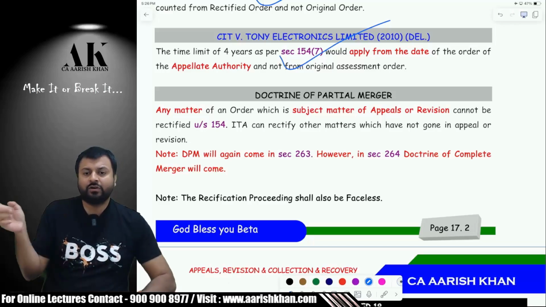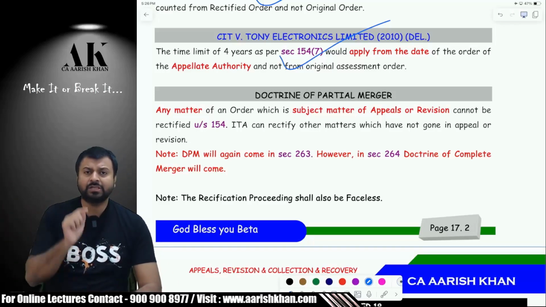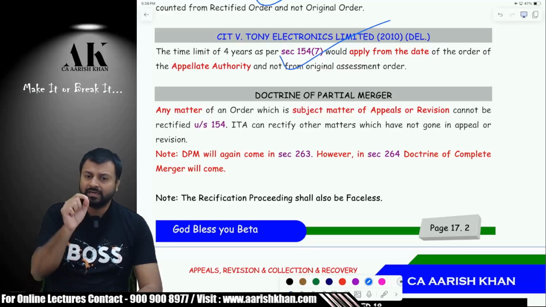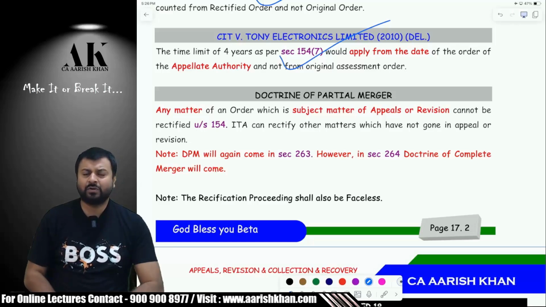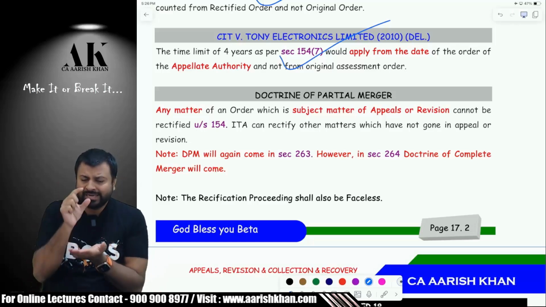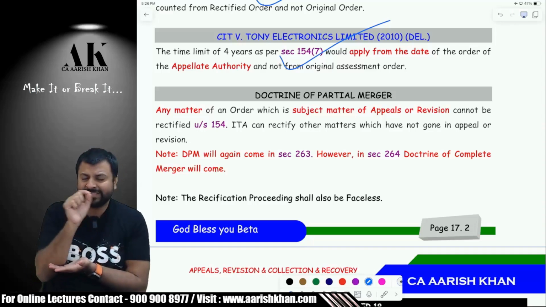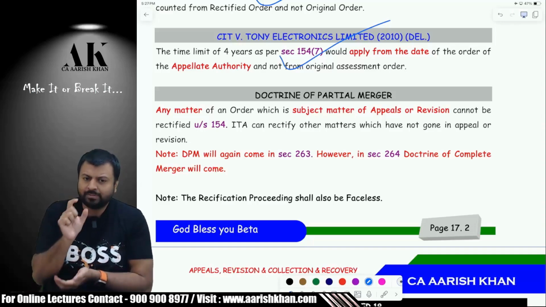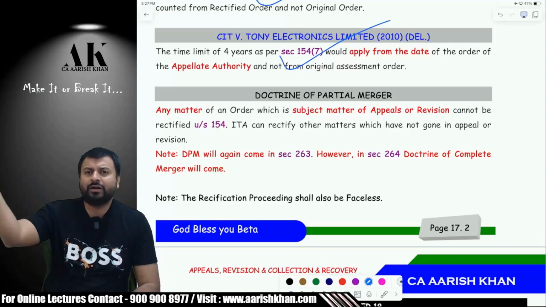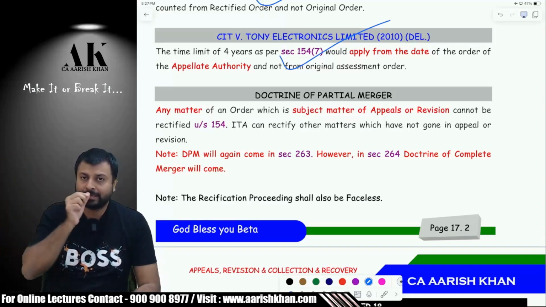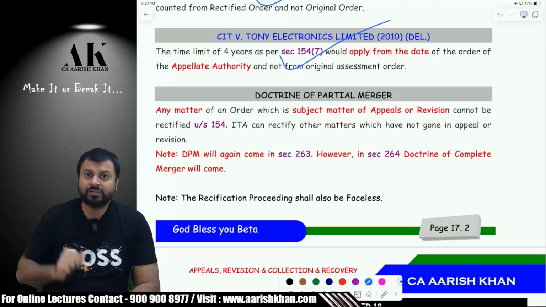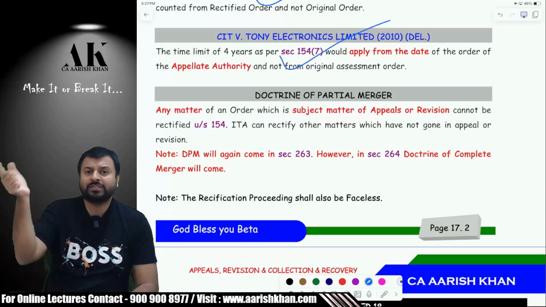Okay, in 264 the doctrine of complete merger comes. Now what do I mean by the doctrine of partial merger? Listen carefully, all of you. Partial merger means, suppose there is an order of the AO and there are various matters in the AO's order: expense A, expense B, expense C, expense D. Suppose one of the expenses is already appealed. If one of the items is already in appeal, or already in the revisionary proceeding, then that item cannot be subject to rectification.